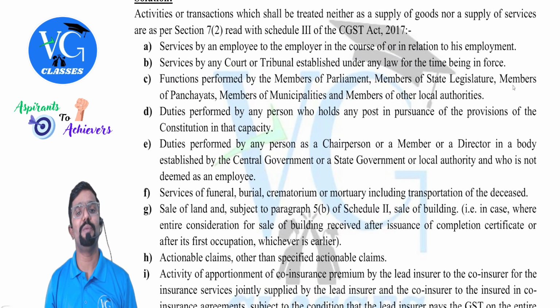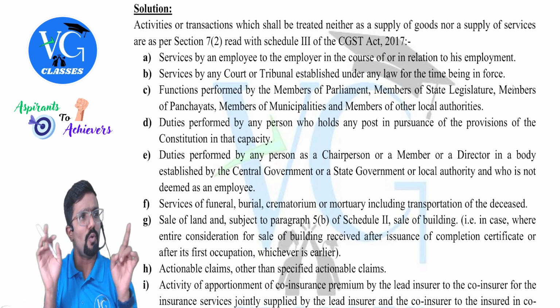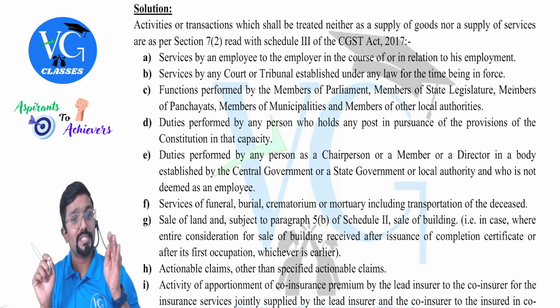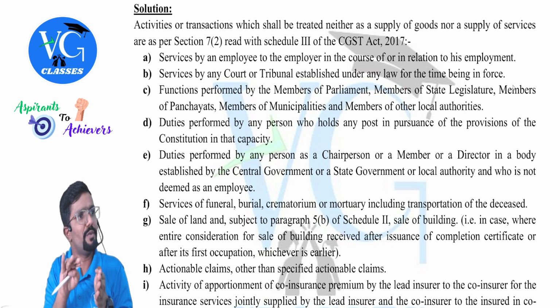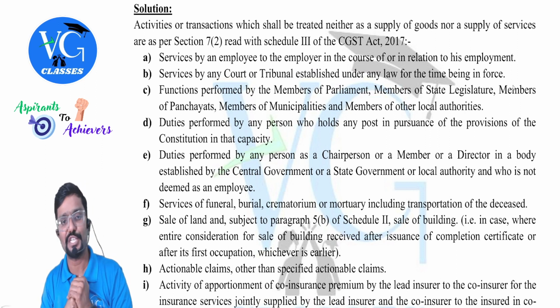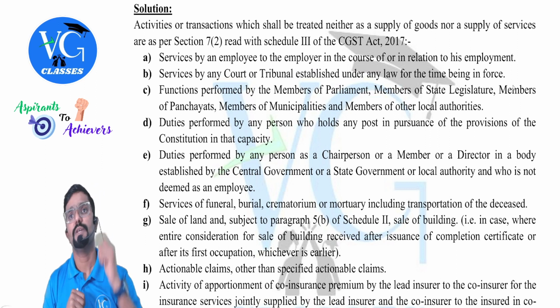Activities or transactions which shall be treated neither as supply of goods nor supply of services are as per section 7.2 read with schedule 2. Guys, observe how I am presenting it. As per schedule 3 read with section 7.2, or vice versa. As per 7.2 read with schedule 3 of CGST Act. List out the items, guys. Is that clear?